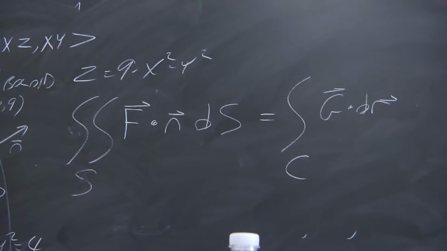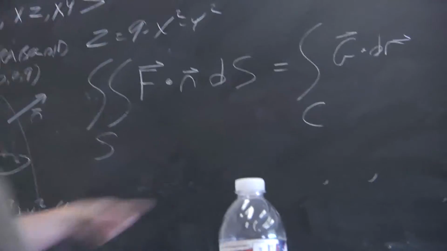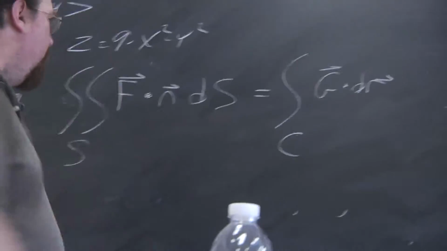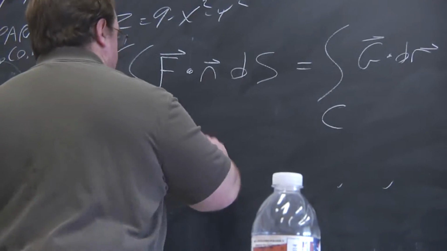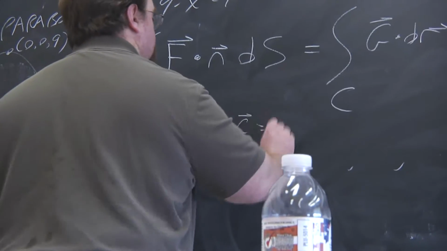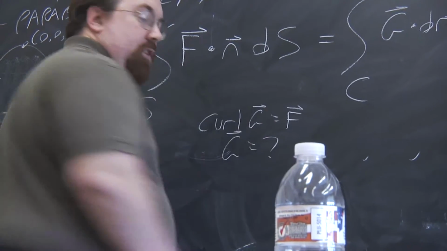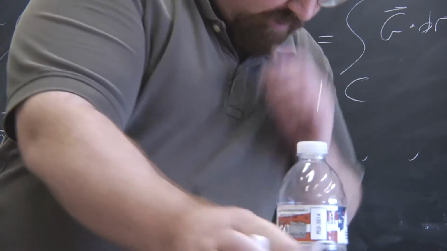So it's tempting to think, well, let's compute a line integral over this circle instead of bothering with this surface. But the trouble is, we have this relationship, curl G is equal to F. But it's G, excuse me, that we need.